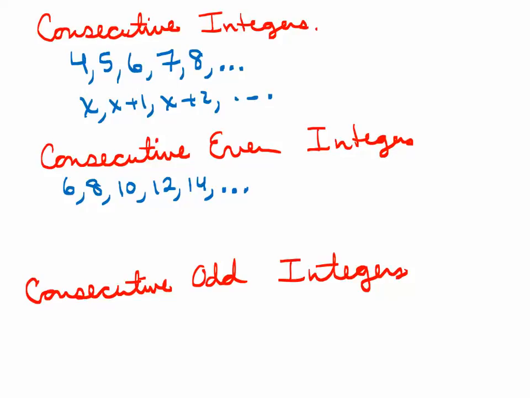How much am I adding each time to get to the next even integer? 2, of course. So if I start off with x, I'm going to have to add 2 more to get to the next even integer, and then 4 to get to the next one, and again 6 to the next one, 8 to the next one.